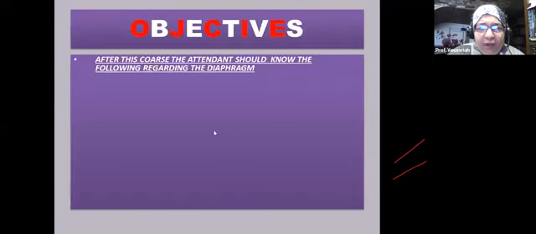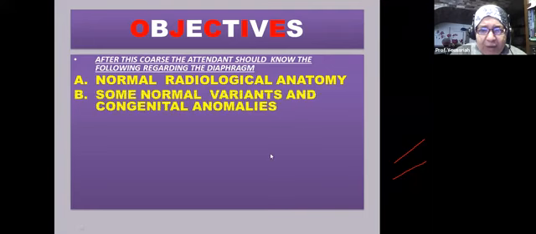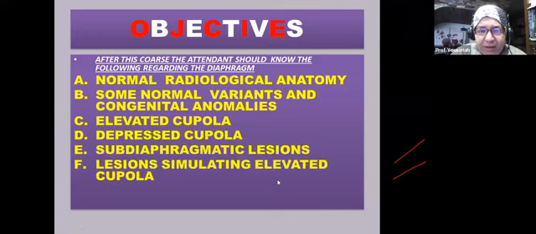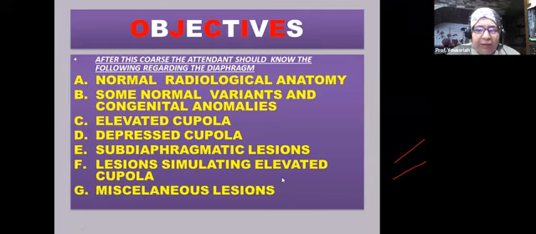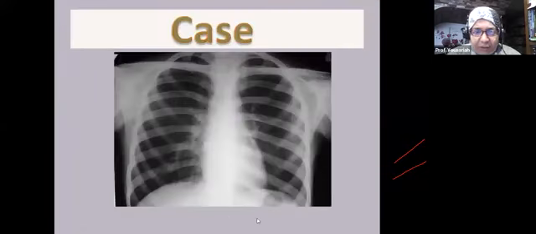Then we have the diaphragm. What to know about the diaphragm? The aim is to know normal radiological anatomy, some normal variants and congenital anomalies, elevated cupula, depressed cupula, subdiaphragmatic lesions, and lesions simulating an elevated cupula. And finally, miscellaneous lesions. Now, regarding the normal radiological anatomy, we do see this picture.